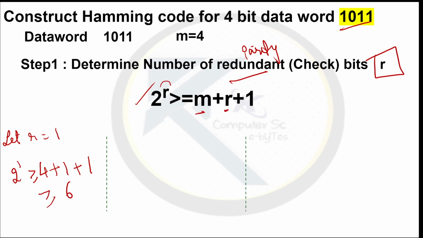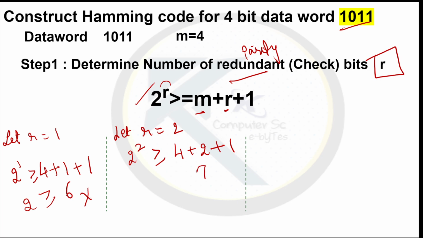What happens on the left hand side? 2 to the power of 1 is 2. But this equation is not satisfied. 2 is not greater than or equal to 6. So R can't be 1. So let R be equal to 2. So 2 to the power of 2 should be greater than or equal to 4 plus 2 redundant bits plus 1. So this gives me 7. But on the left hand side, I just get 4. So this is also not correct.